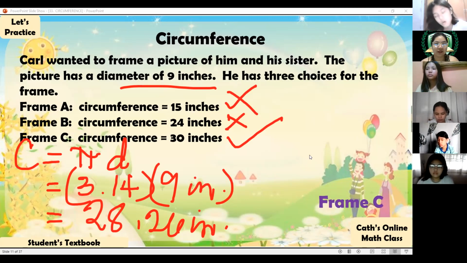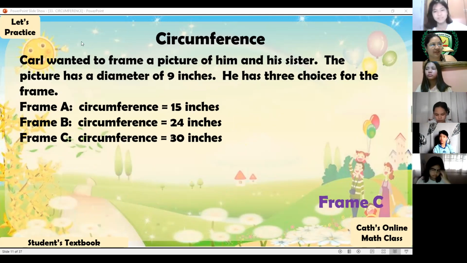Wait lang din. Check niyo maigi kung ano yung tanong ko, ha? Ang sinagot ko lang 28.10. O, di mali ka na. Hindi yan ang tanong ko eh.